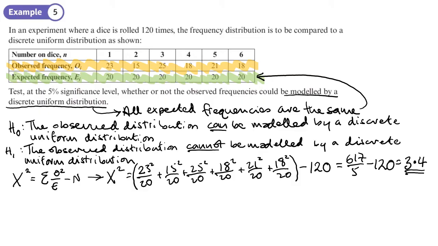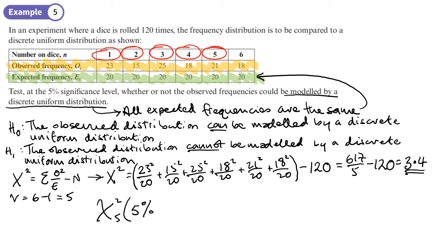So in this question, I haven't had to combine any cells. I have 1, 2, 3, 4, 5 degrees of freedom. So I could write nu equals 6 minus 1, because there's 6 cells. 5 of them can move around. The 6th one is fixed. So 5 degrees of freedom. So I'm going to be looking up chi-squared 5, at 5% significance.